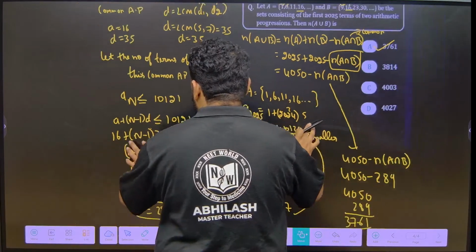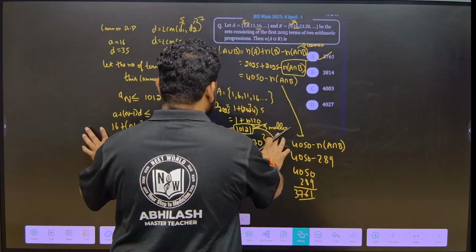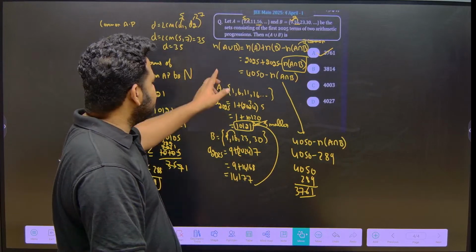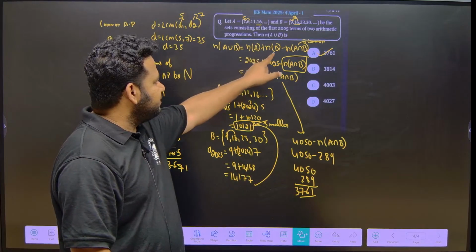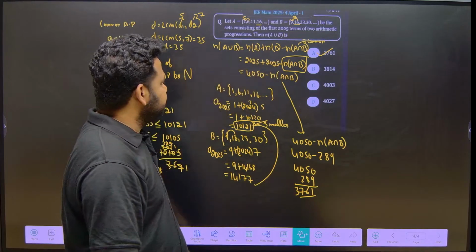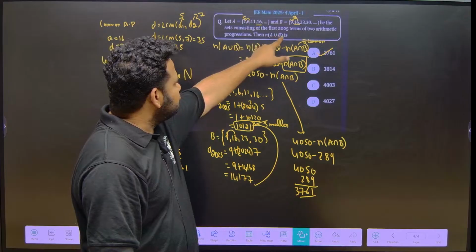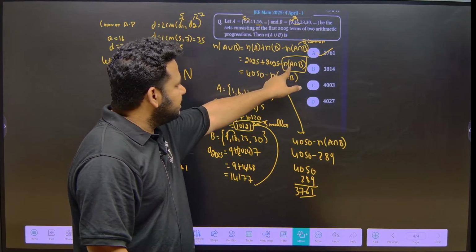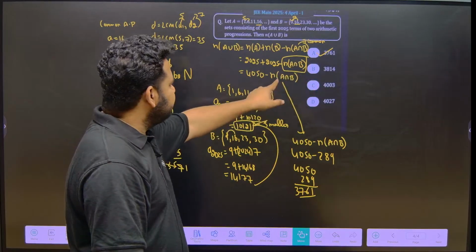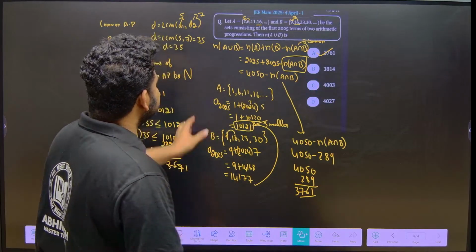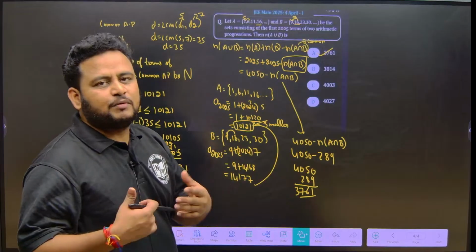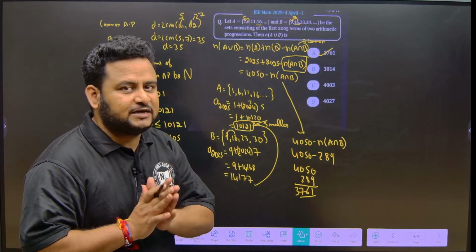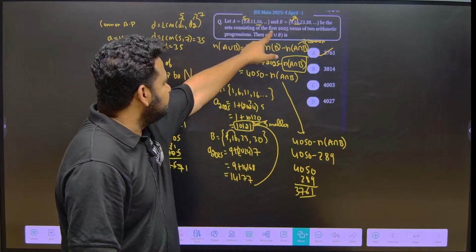Let me explain to you again. They are asking us to find n of A union B. N of A union B is given by n of A plus n of B minus n of A intersection B. N of A they have given as the first 2025 terms of an AP. Now we have to find A intersection B. For this they have given 2 APs. Let us find the common AP between those two. To find the common AP, first we have to find the first common term. First common term we got as 16 in both the APs.